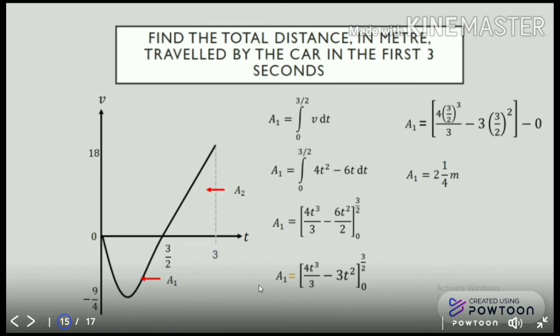The next step is we need to add the power by 1 and divide the equation by the power added. So it will be 4t cubed over 3 minus 6t squared over 2 with the upper limit of 3/2 and the lower limit of 0. Next step is we need to simplify the equation. So it will be 4t cubed over 3 minus 3t squared with the upper limit of 3/2 and the lower limit of 0. The next step is we need to substitute the upper limit into the equation minus the substitution of the lower limit into the equation. So A1 would be 1/4 meter.